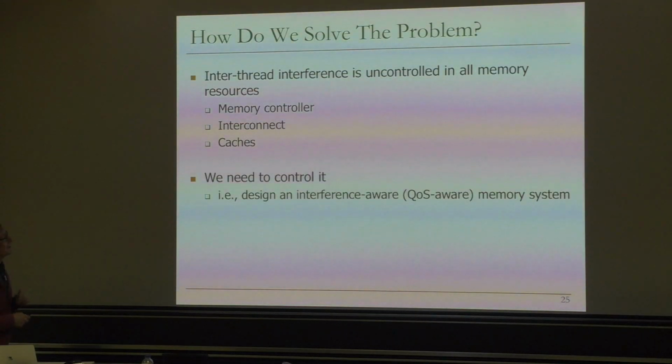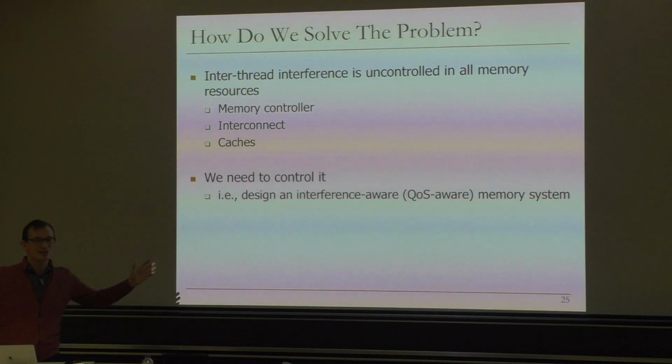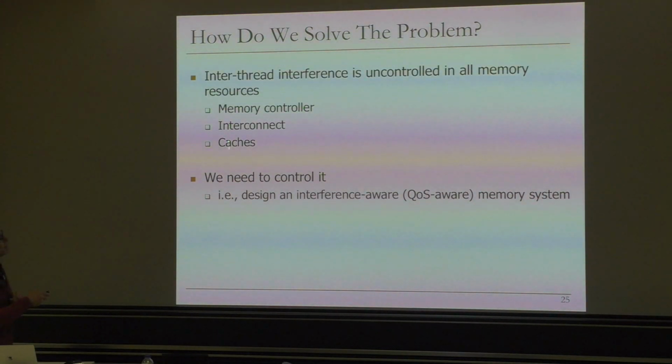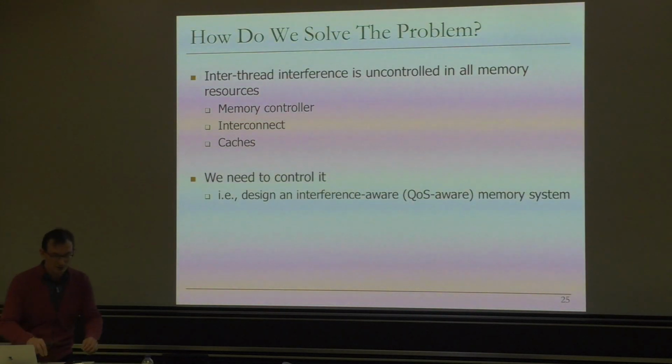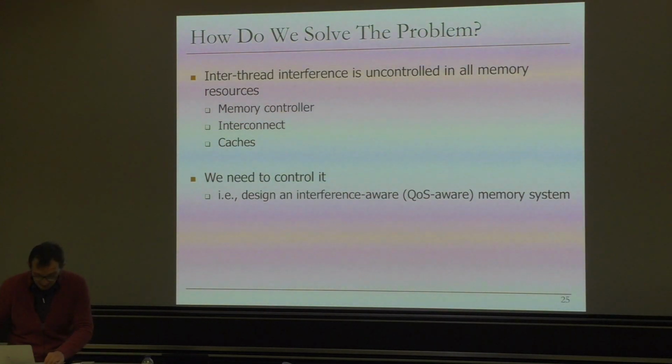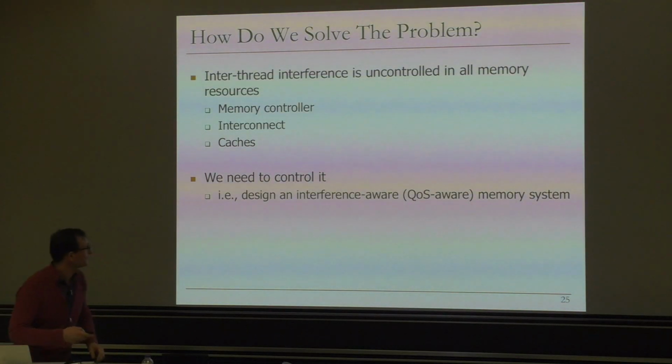Okay, but basically, we somehow need to solve the problem. One solution to the problem is actually you have this 1,000-core system and run one application in it, right? You waste a lot of energy. I don't think that's a good solution. Basically, inter-thread interference is uncontrolled in many resources: memory controller, interconnect, and caches. We somehow need to control it. Or design an interference-aware or quality of service-aware memory system.